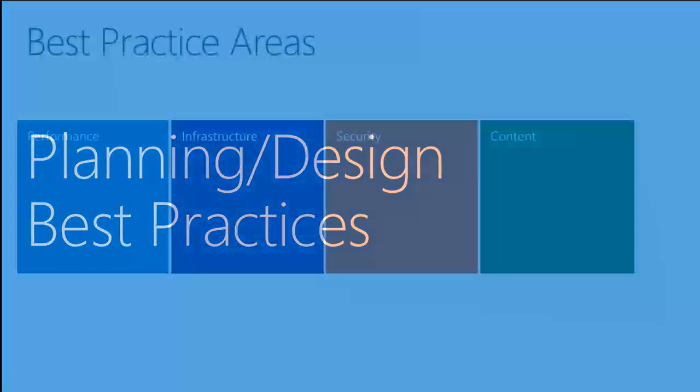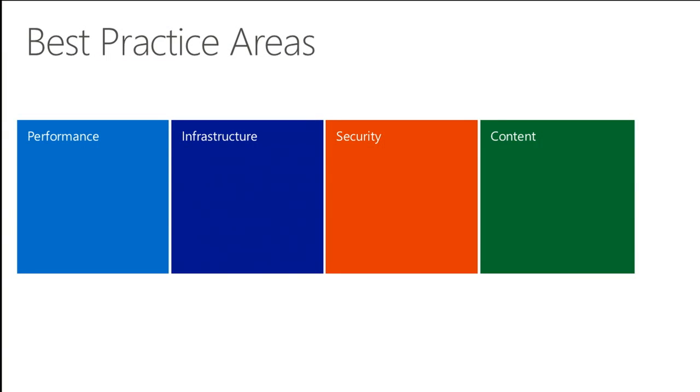We're going to cover 4 areas: performance, infrastructure, security, and content best practices. We'll talk about some of the challenges in each of the areas and then some of the resolutions and things you can do. And we're going to try to give you some advice on how to avoid pitfalls as you go through this.